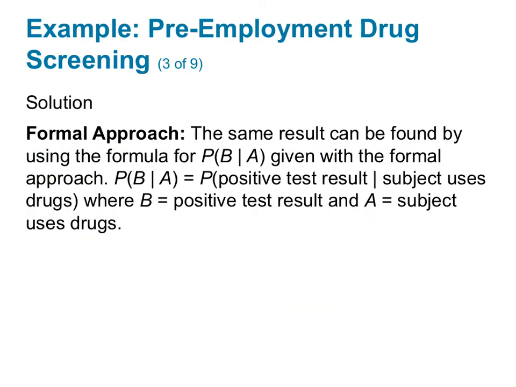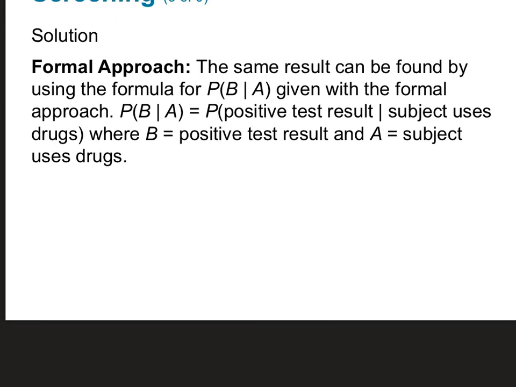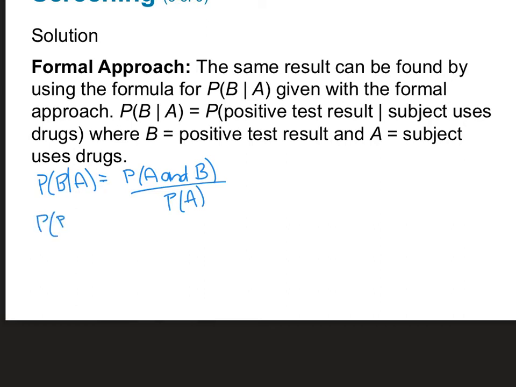We can use the formal approach and get the same answer, and I'm going to show you just so you can see how to do that. So I'm going to bump this up so we have enough room to write. Remember, the formal approach is the probability of B given A equals the probability of A and B over the probability of A. Just as a reminder, we are looking at the probability of a positive test result given they use drugs.